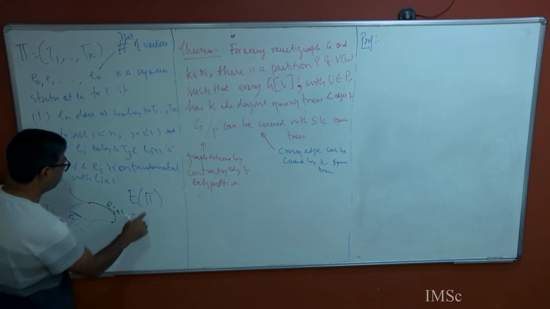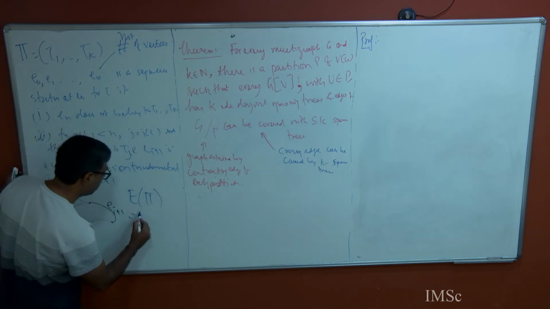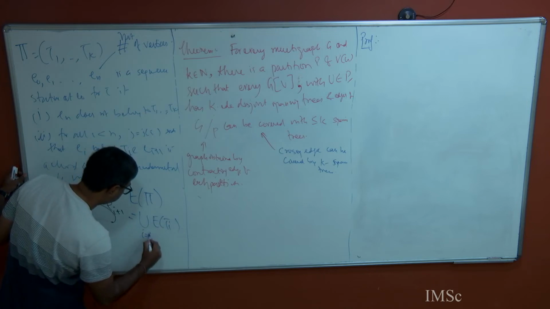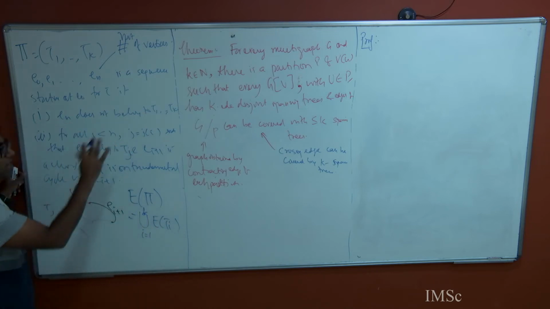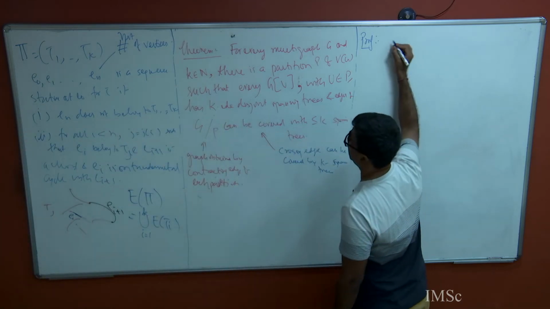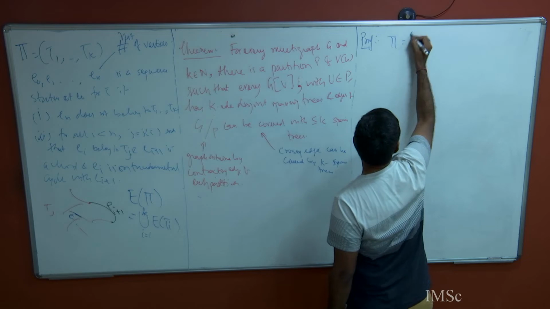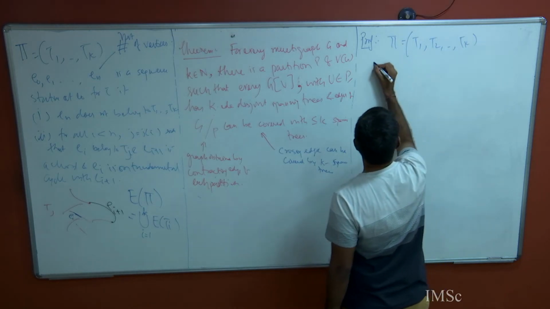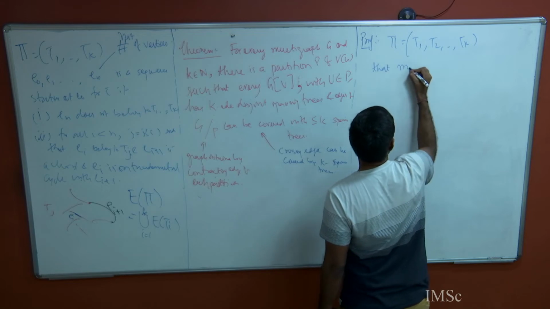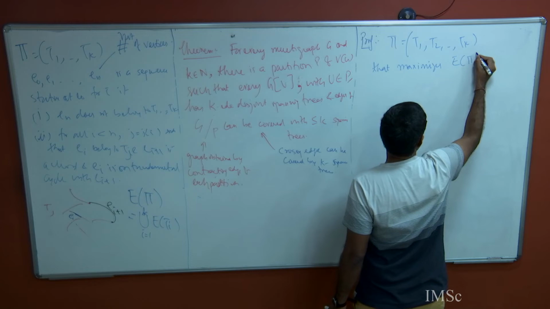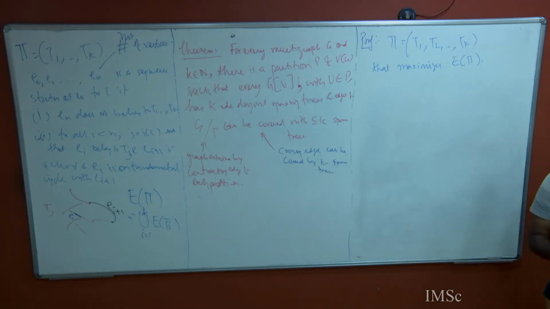So E of pi is basically the union of the edges of Ti. You look at the union of these. What I want to find is a tuple that maximizes E of pi, that is, the number of edges possible.